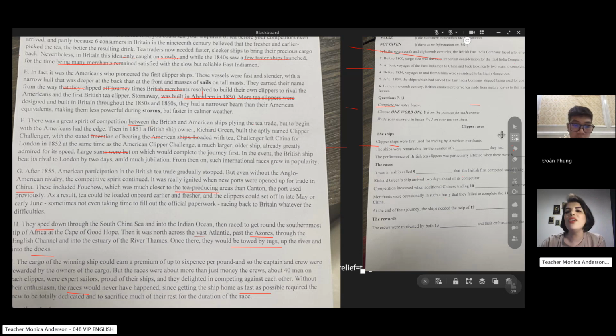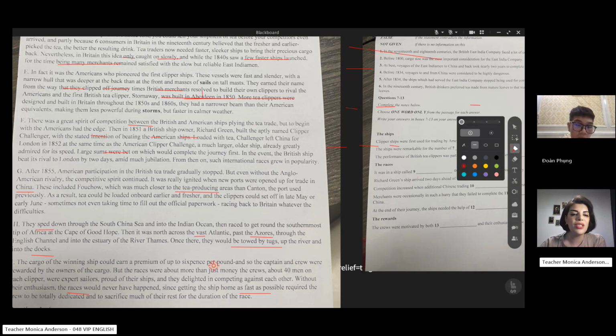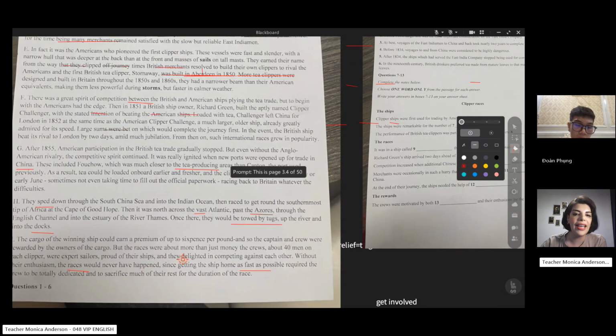As I told you, that is really important, especially in this sport, to find paraphrases and synonyms. So they were really delighted, they were really happy, and they're proud of their ships. There was a race among ships and ship owners. The cargo of the winning ship could earn a premium of up to per pound. And so captain and crew were really crowded by owners of the cargo. That's not related to this question.